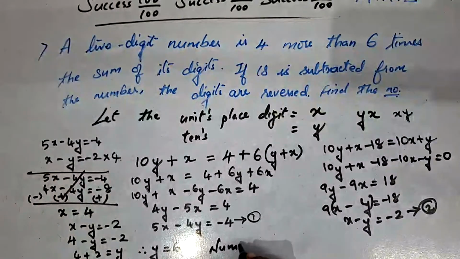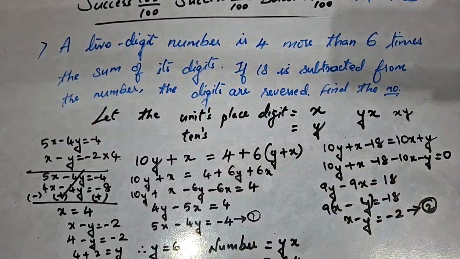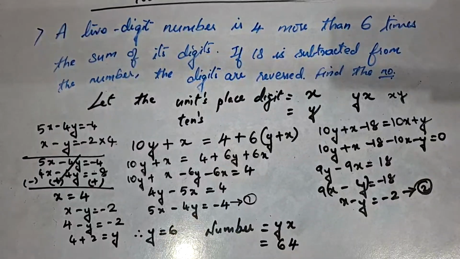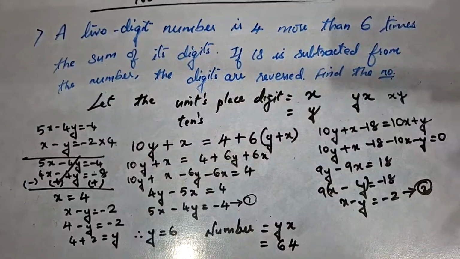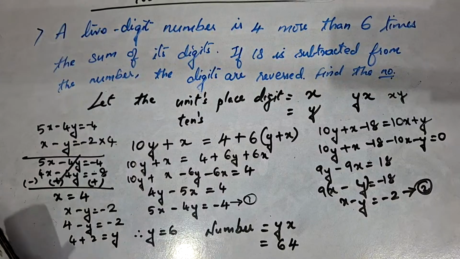My original number is yx. The value of y is 6 and the value of x is 4. So 64 is the number. So very important question with concept. Very good question. It is very important from the exam point of view. So we'll move to the next question.